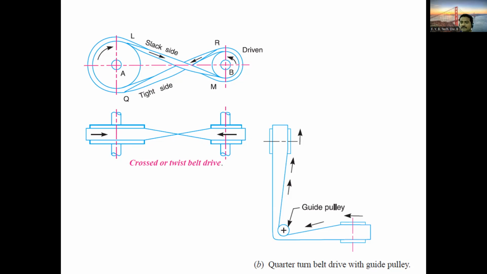Understood? Those who are attending online, have you understood? Yes, sir. Yes. Okay. Are you clear with this arrangement? Does anyone have any doubts? If both the pulleys are rotating in opposite direction, we select the cross belt.